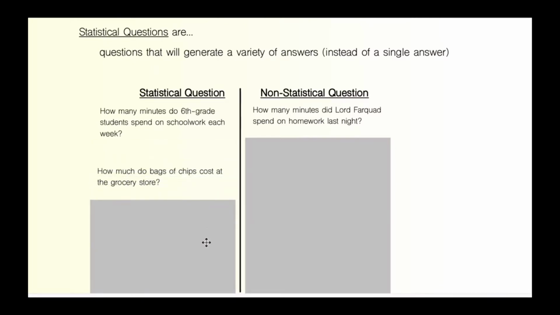Another statistical question would be, how much do bags of chips cost at the grocery store? Well, what type of chips? Are you talking about Doritos? Are you talking about pretzels? Are you talking about, I don't know, some other kind of chips? It depends on the type of chip. Depends on the store you're shopping at. It depends on the size of the bag. A lot of stuff. Anyways, there's a lot of answers, a variety of answers that will be generated by that one question. Therefore, it is statistical.